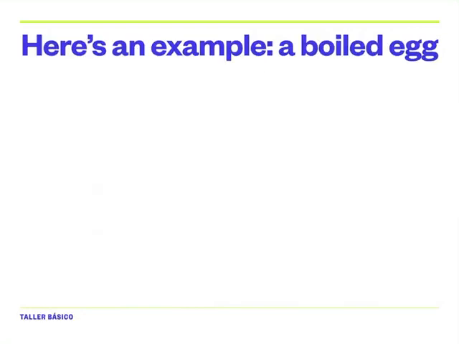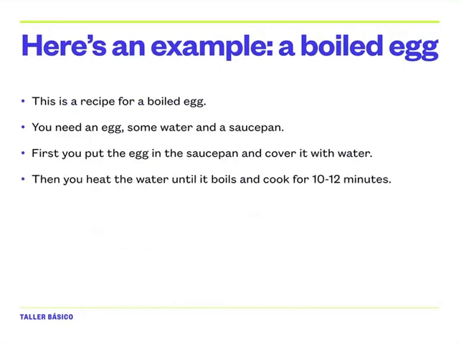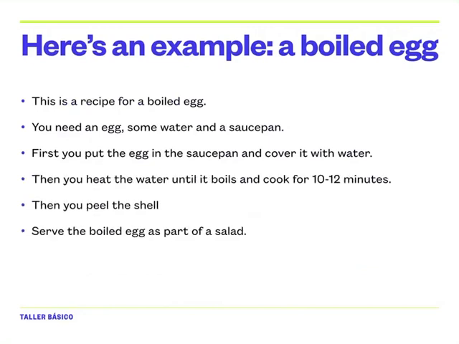So here's an example. It's a very easy recipe for a boiled egg. So this is a recipe for a boiled egg. You need an egg, some water, and a saucepan. First, you put the egg in the saucepan and cover it with water. Then you heat the water until it boils and cook for 10 to 12 minutes. Then you peel the shell and serve the boiled egg as part of a salad, for example.